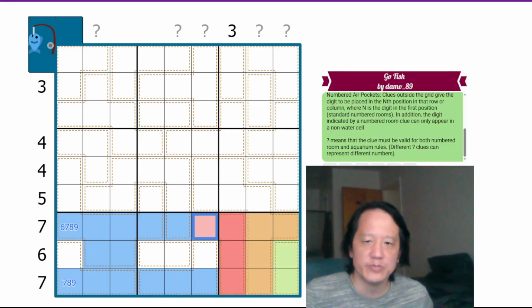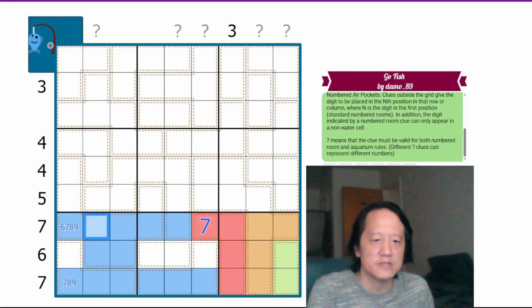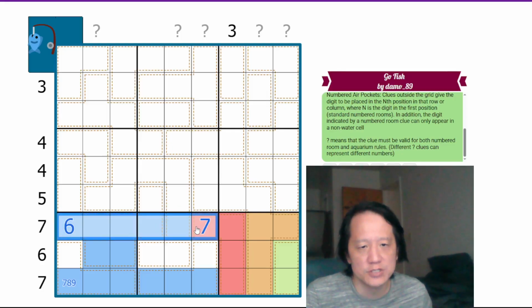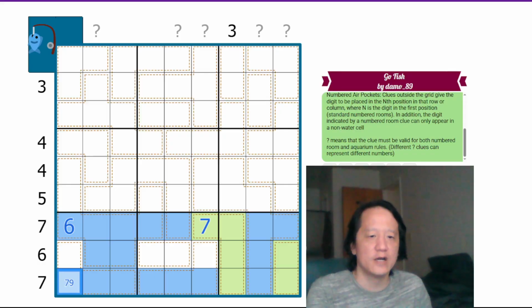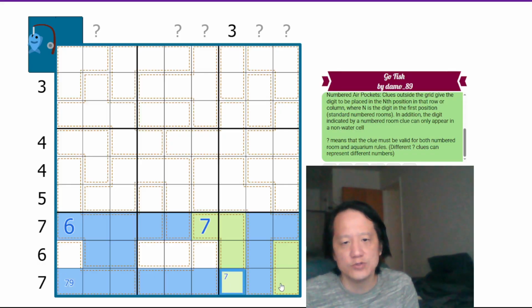So 7 has to be here, which means this is in box row 6. Sorry, position 6. And this must be air here. So that means this has to be water here. This is all air. We have 7 here. 6 cannot be in 1, 2, or 3. So we have 7 there, so this must be 7 or 9 for 7 to be in one of those 2 spots.